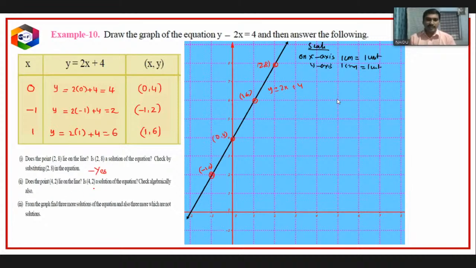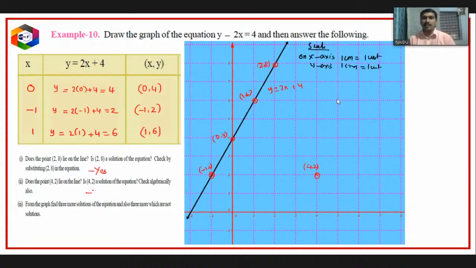Yes, next one. Does (4, 2) lie on the line? Here on the x direction 4 units, y direction 2 units. So this is the (4, 2) point actually. This point does not satisfy the given line. It is not at all part of the line, therefore it is not a solution. That is the other question. Check algebraically also.